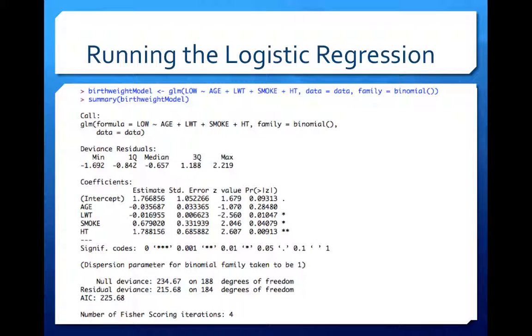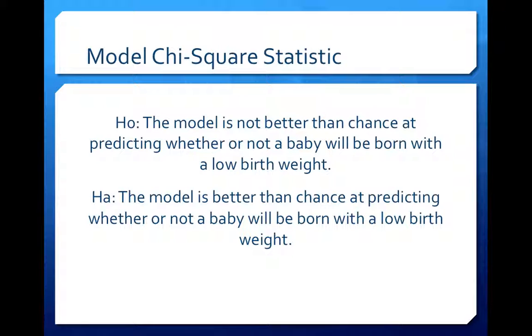After I ran my logistic regression, I wanted to evaluate the model as a whole and see how the incorporation of all 4 predictor values impact the predictability of whether or not a baby will be born with a low birth weight. So to do this, you evaluate based on these 2 hypotheses. So the null hypothesis states that the model is not better than chance at predicting whether or not a baby will be born with a low birth weight, and the alternative says that the model is better than chance at predicting whether or not a baby will be born with a low birth weight.